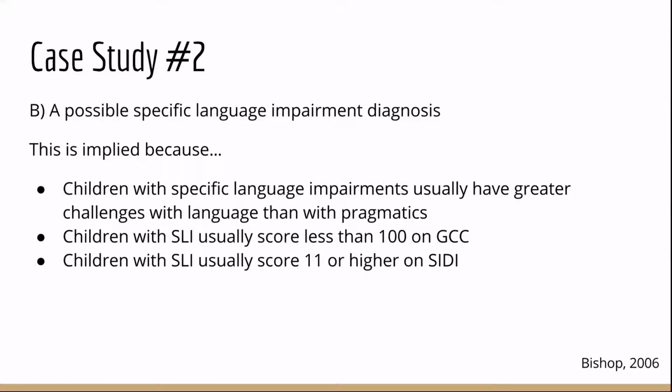The correct answer to question number 2 is B. A possible specific language impairment diagnosis. This is the correct answer for Miley because children with specific language impairments usually have greater challenges with language than with pragmatics. Children with SLI also usually score less than 100 on the GCC and typically score 11 or higher on the SIDI, as Miley did.